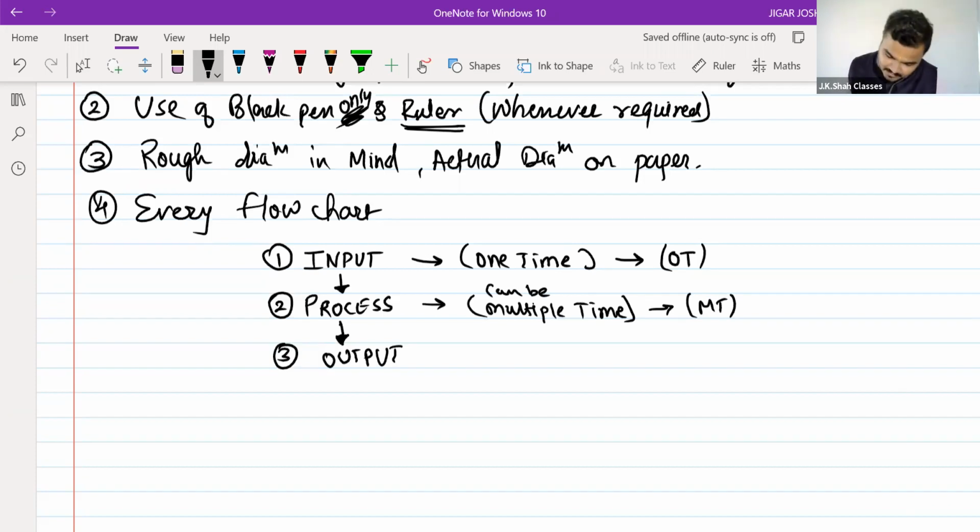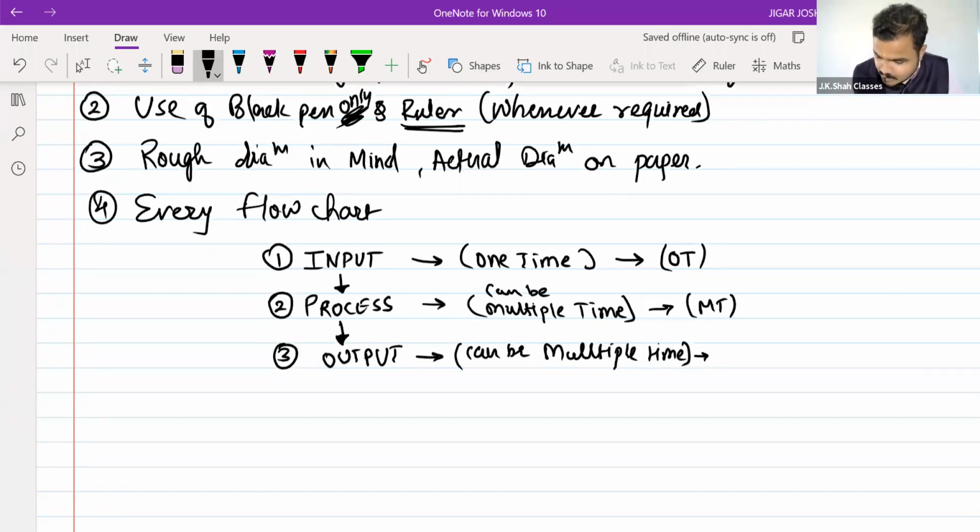Yes, sir. And third one, my dear child, output. Output can also be for multiple time. Understood? Yes, sir. So I am here also mentioning what? Sir, empty. It means, my dear child, in one single flow chart. Okay? Yes, sir.